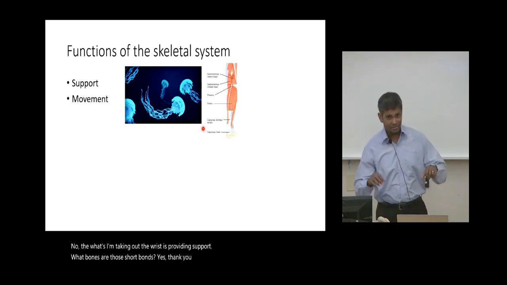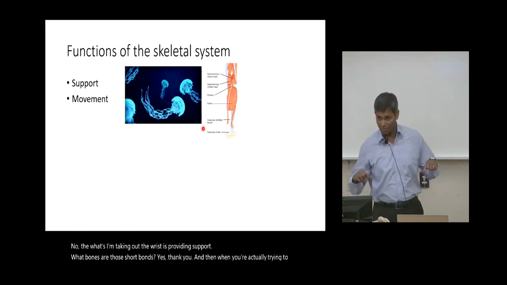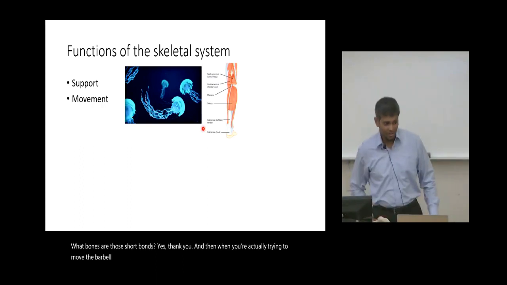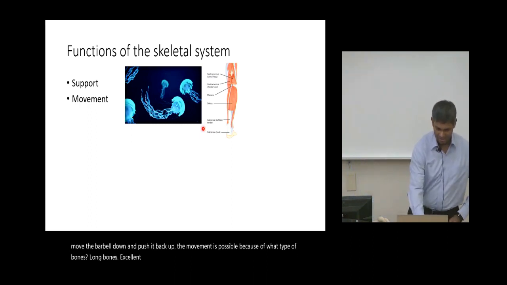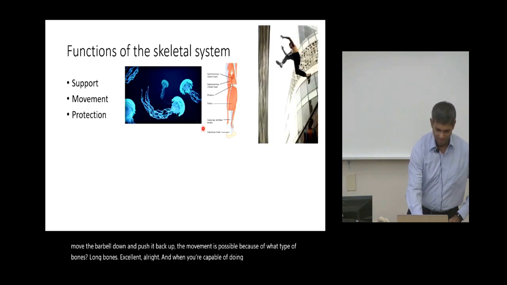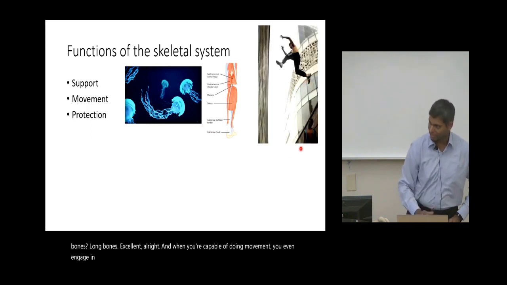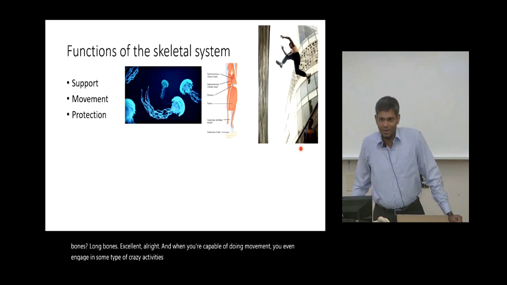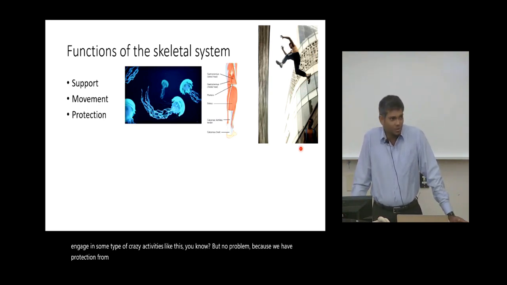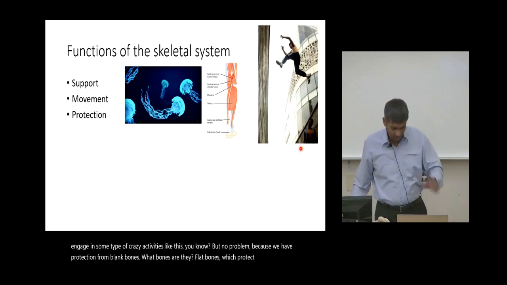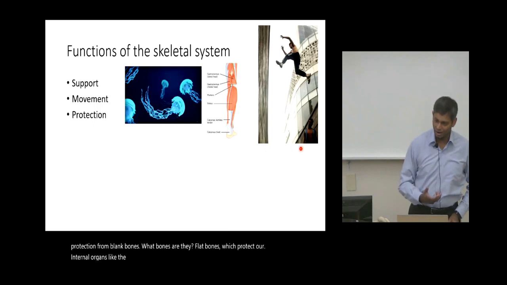And then when you're actually trying to move the barbell down and push it back up, the movement is possible because of what type of bones? Long bones, excellent, alright. And when you're capable of doing movement, you'll even engage in some type of crazy activities like this, but no problem, because we have protection from blank bones. What bones are they? Flat bones, which protect our internal organs like the brain, the heart, the lungs, and so on.